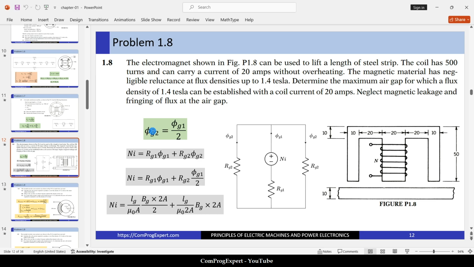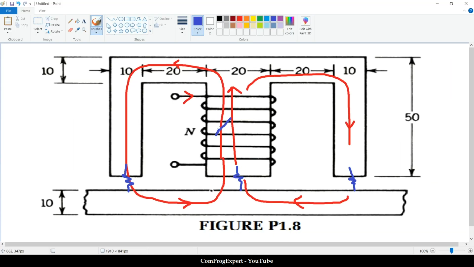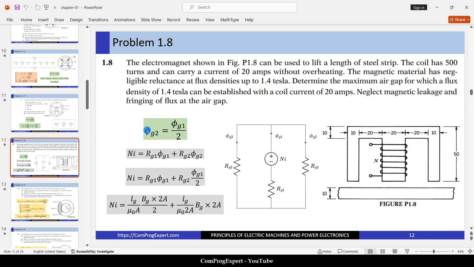The value of the phi in this gap, gap 2, this is also gap 2, is half of the gap 1. What is the reason? Because the value of the flux density in air gaps are the same, and this is half of this one. So half of the flux generated by this coil goes through here and the other half goes through here. We can write this equation: the phi in the side air gaps is half of the flux in the middle air gap.